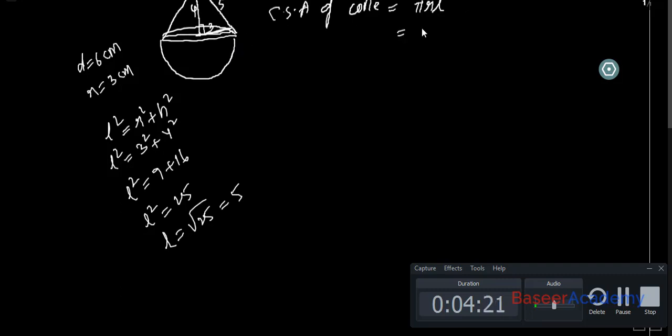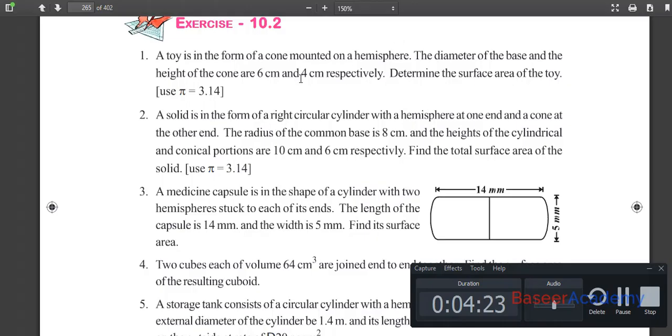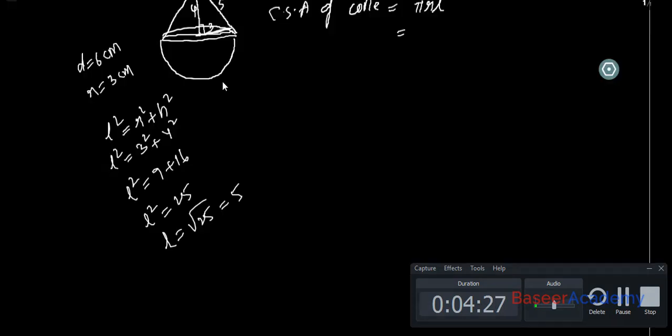Now let me substitute it here. In the question it's given, they are asking us to use the value of pi as 3.14. So I'm substituting the value of pi as 3.14. If it's not mentioned in the question, then we can use the value of pi as 22/7. If it specifically says that you have to use the value of pi as 3.14, then we'll have to use the value of pi as 3.14.